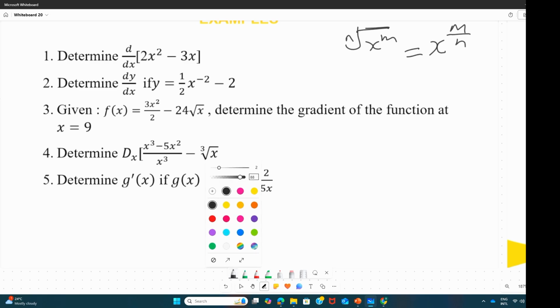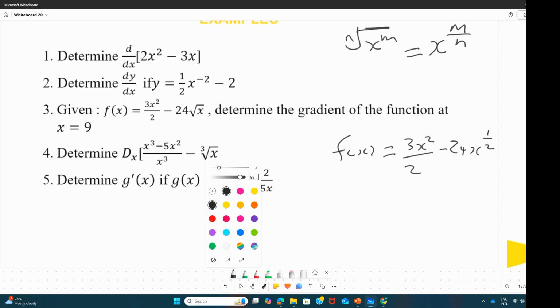Before we start to differentiate, it will be f of x equals 3x squared over 2 minus 24. Remember, we're changing that root x. So it will be x to the power exponent of x divided by what we find there on the root, which is 2. So this is a square root, so it's divided by 2 because it's a square root. Now, you can start differentiating.